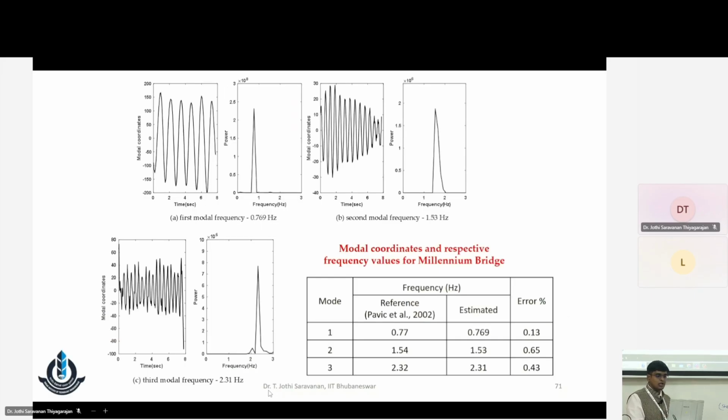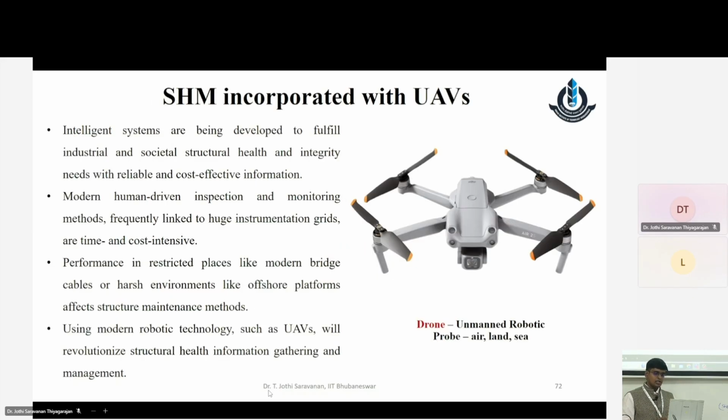These are all the 3 frequencies that we could extract from the principal component analysis, then after implementing the analytical mode decomposition. Here you can easily make a comparison with the previous experimental studies conducted way back 20 years ago. The values are almost similar, with less than 1% error, which is quite a good value that we have obtained. Of course, nowadays we have advanced UAVs.